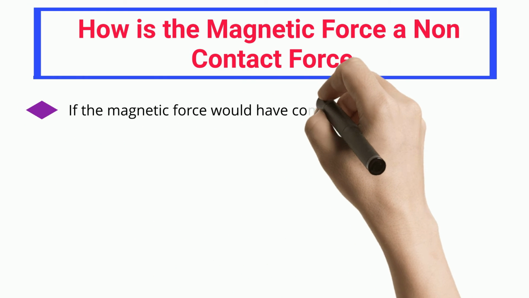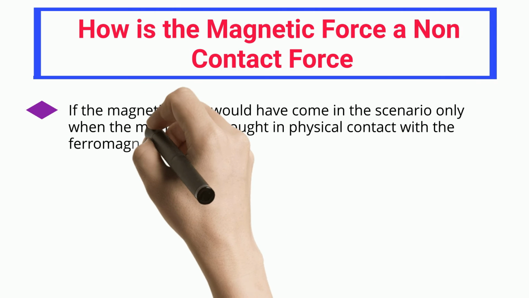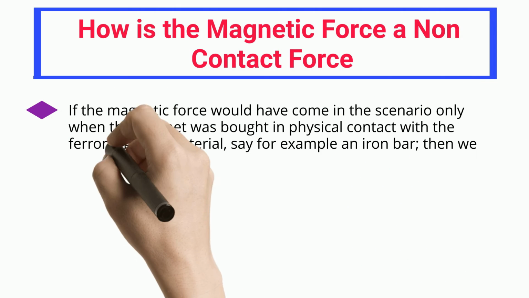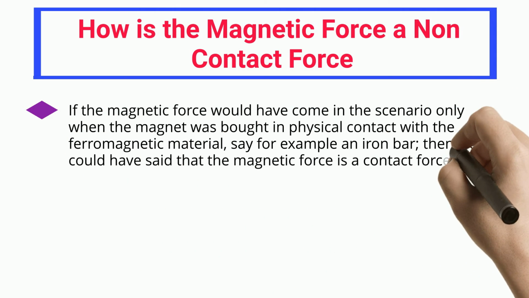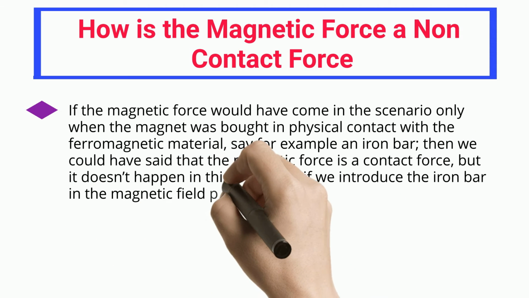If the magnetic force would have come in the scenario only when the magnet was brought in physical contact with the ferromagnetic material, say for example an iron bar, then we could have said that the magnetic force is a contact force, but it doesn't happen in this way.